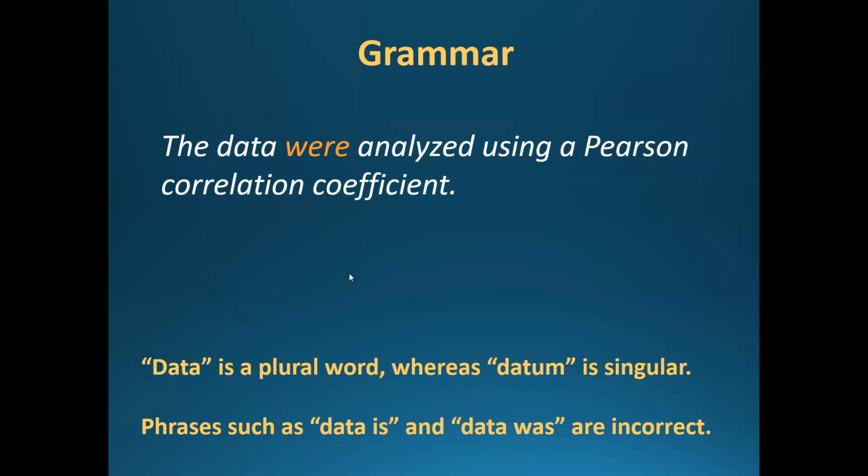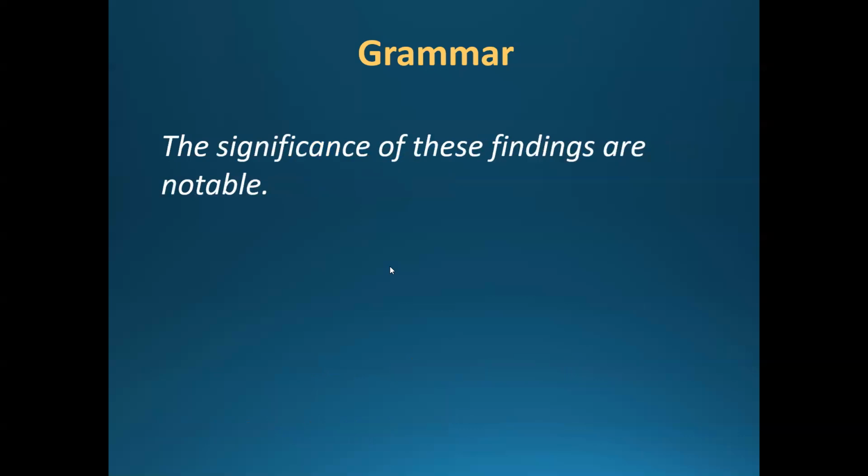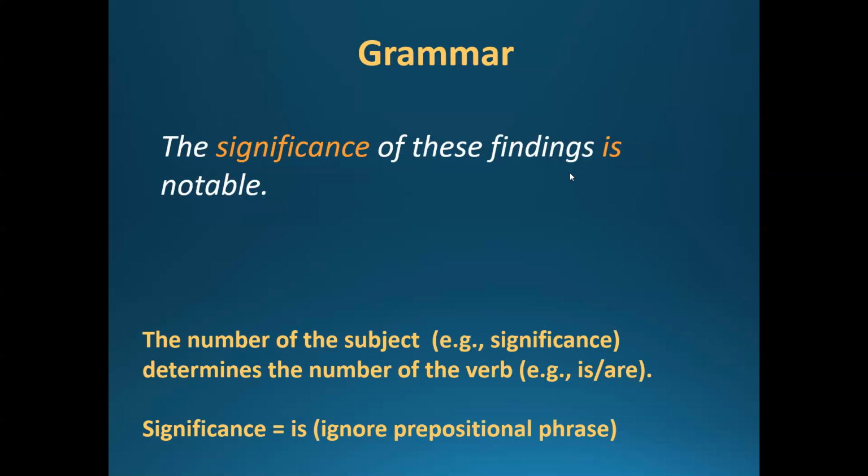All right, next up. The significance of these findings are notable. Kylie? Should it be is and not are? Yep, good job. I would probably make that same mistake in my own writing. The significance of these findings is notable. The number of the subject, significance, determines the number of the verb, is or are. Significance should be is. Good job.